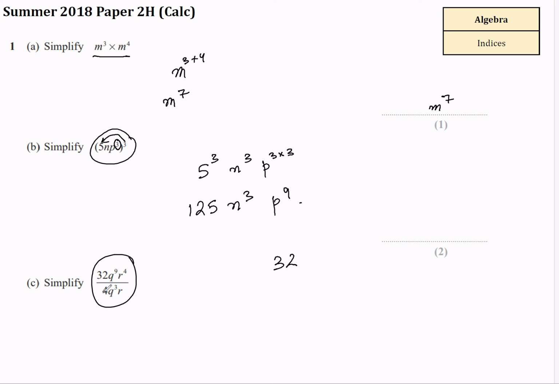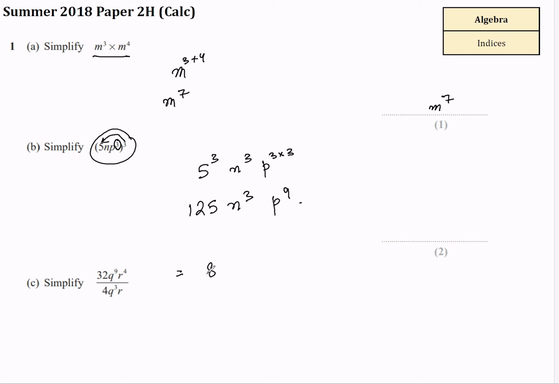Then this one, 32 over 4. Let's simplify this. 32 over 4 can be written as, if you just divide both of them by 2, or 4 times 8 is 32, so you can go with whichever format you like. So 8 is the answer for 32 over 4.